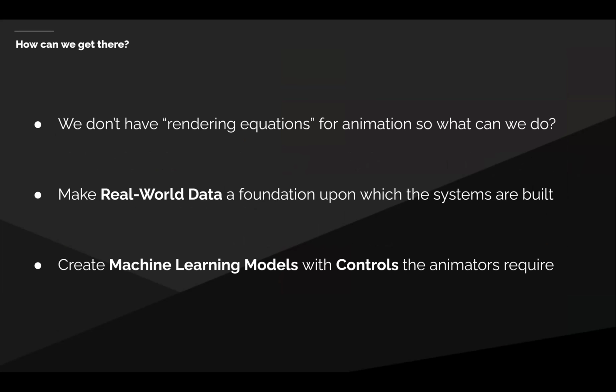So my thesis is this: we don't have rendering equations like graphics programmers do. We don't have a set of equations that we know correctly model the world as it is. So instead, we need to take a different route, and we can make real world data the foundation upon which we build our systems. By that, I mean, say, motion capture data. With this real data, we can build data-driven machine learning models, and these we can give the controls and conditions which the animators want and require to generate the animation at runtime.